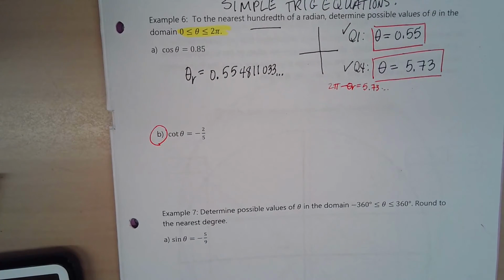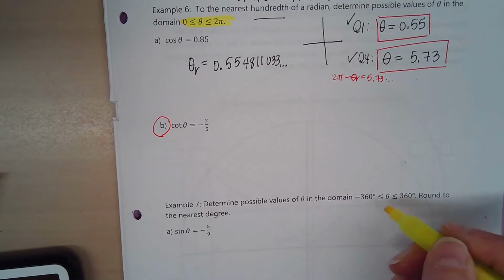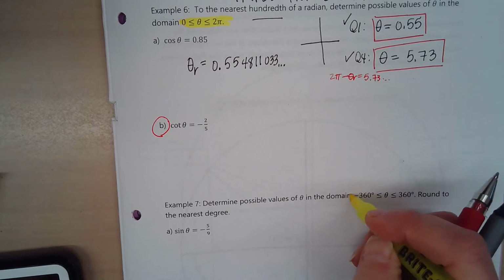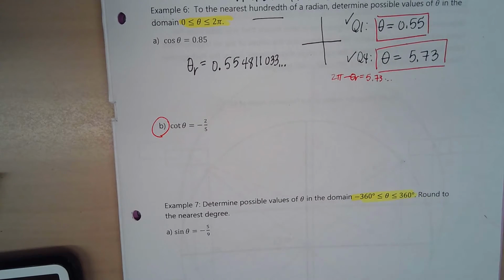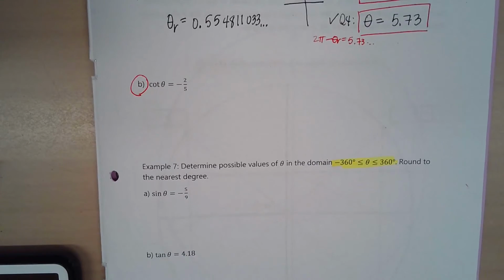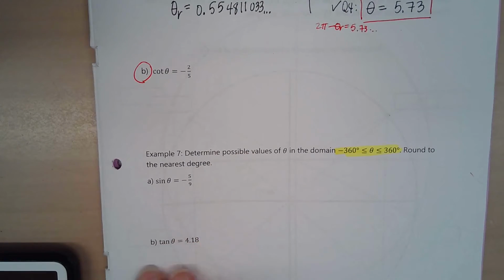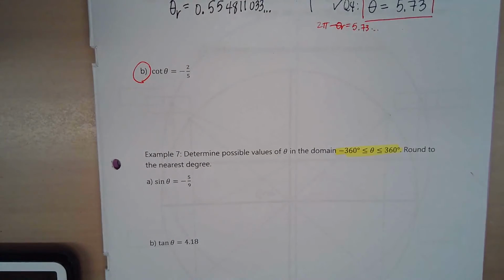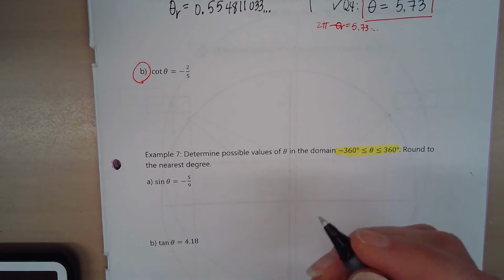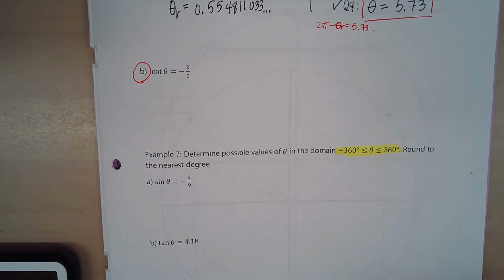Let's try one in degrees, because here we're doing degree measure. Okay. So which one do you want to do, A or B? Pick one. A? Okay, let's do A.